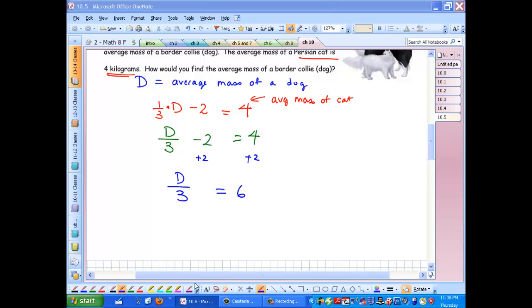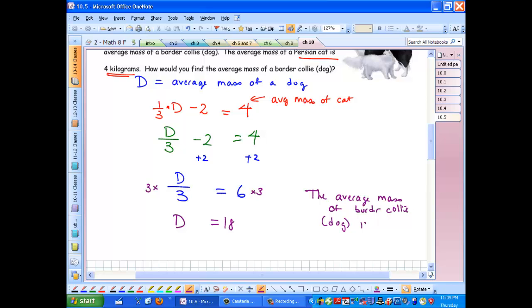Then our last step is to just multiply both sides by our denominator, which is 3, because the opposite of dividing by 3 is multiplying by 3. d equals 18. So the average mass of the border collie, which is just a special type of dog, is 18 kilograms. Done.